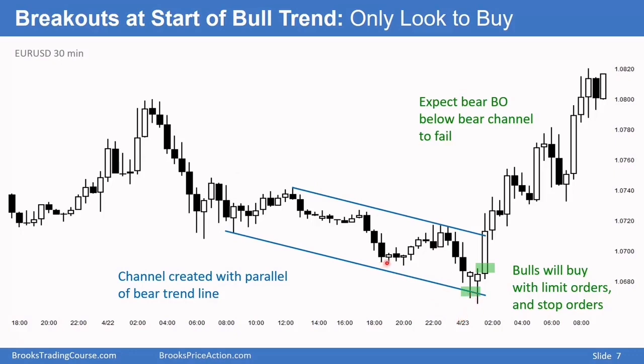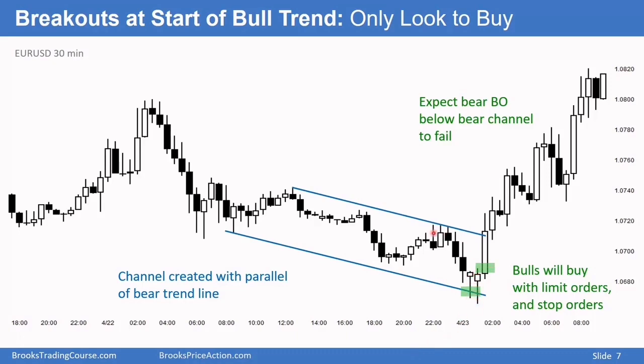As I said, you can draw channels connecting these lows. You can draw channels with a parallel, anchoring it to that low, to this low. Traders will look at any of those lines and look to buy with a limit order. Experienced traders will buy with a limit order, buy more lower. Most traders should only be entering with stops, either above this bull bar or above both bull bars. A micro double bottom. Down, up, down, up.